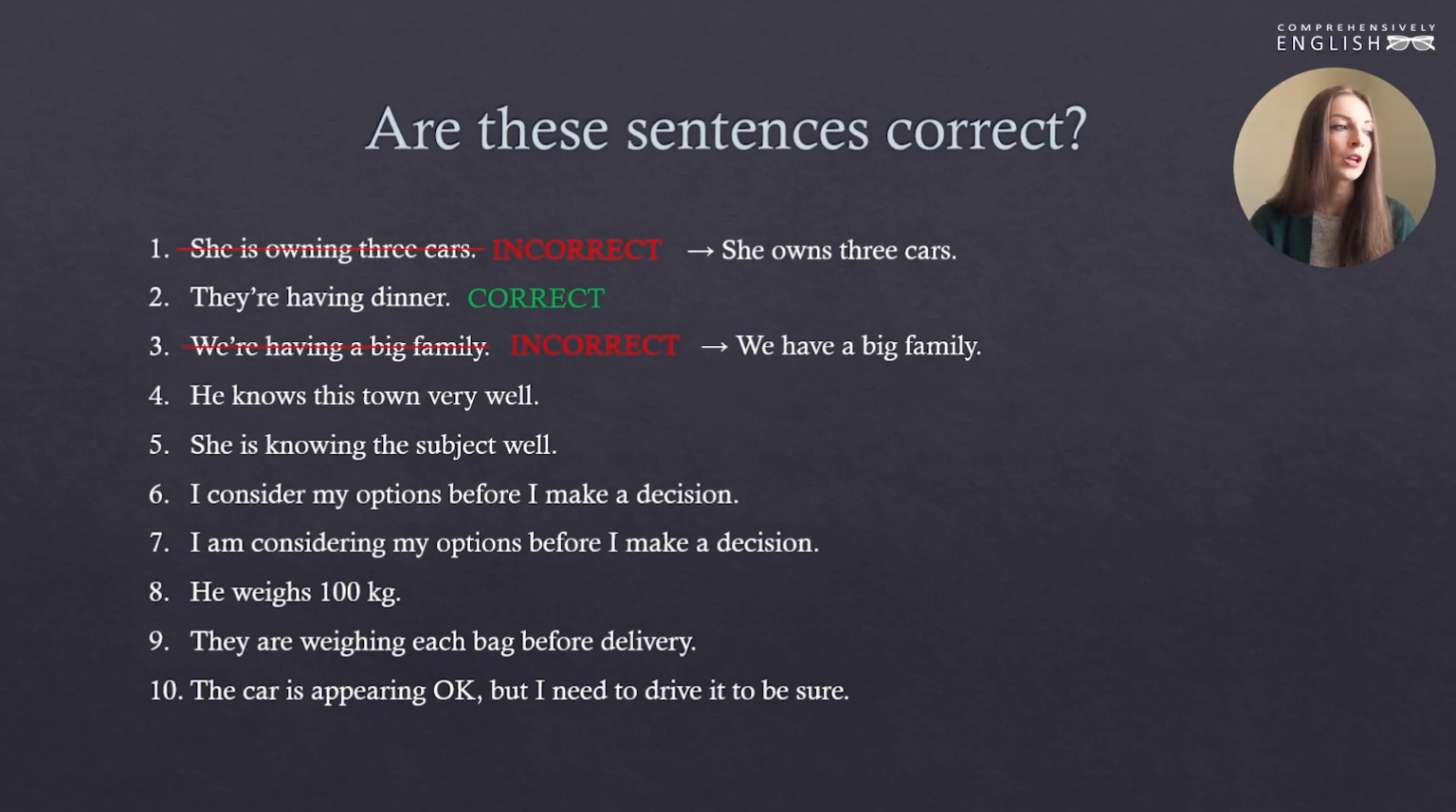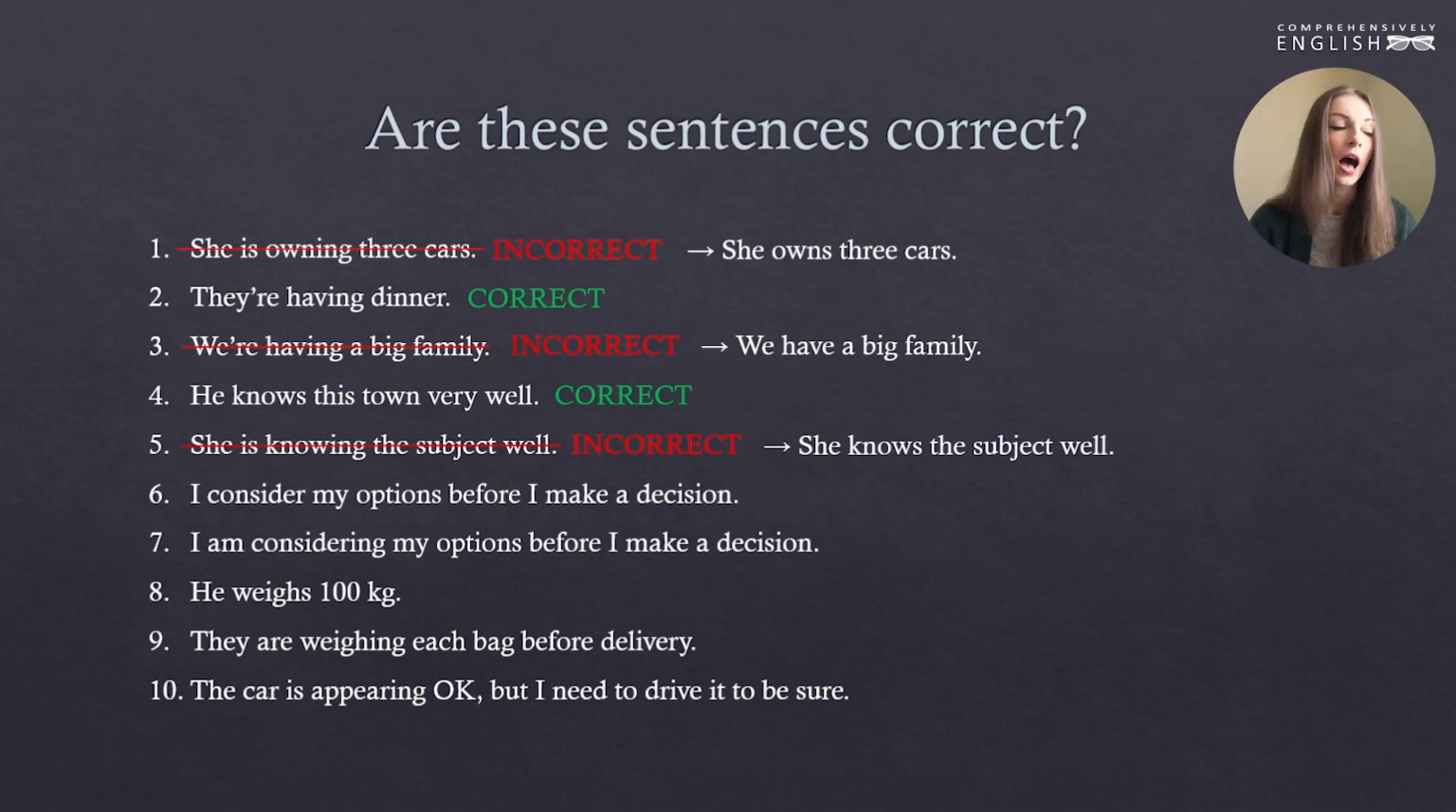Number 4. He knows this town very well. Correct. He knows. The verb expressing cognition, a stative verb, and it's used in its main meaning to have information in one's head. She is knowing the subject well. Obviously, this sentence is not correct. She knows the subject well. The same verb to know, the same meaning.